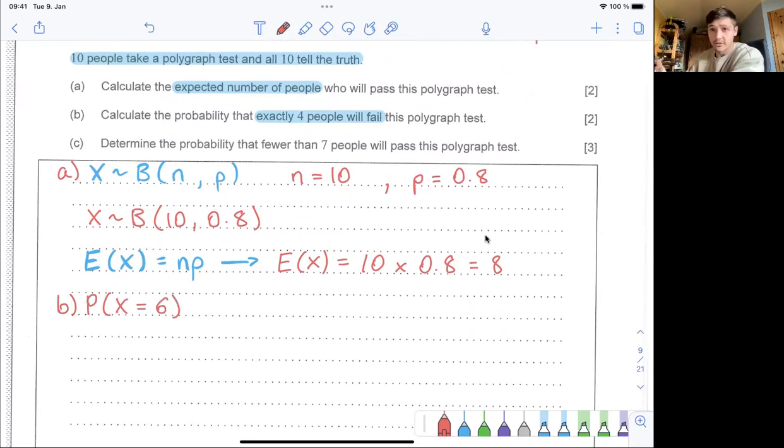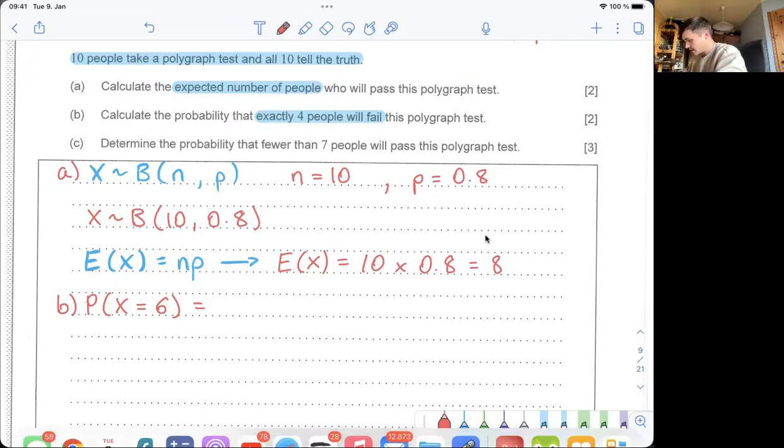Because we're coming at it from the perspective of passing the test, we're trying to be positive, I suppose. You're more than welcome to look at it from a failing perspective, and you put 0.2 here, and then you put X is equal to 4 in this bit. But we're going to come at it from this perspective. Now, if you don't know how to calculate binomial probabilities using your graphics display calculator, I would advise you look that up on YouTube or wherever, find a manual and find out how to find binomial probabilities. It's very important for the course.